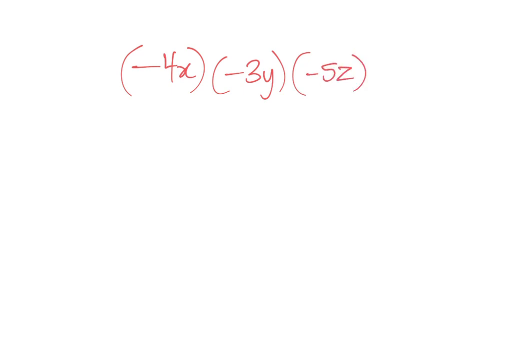So let's look at another example. If we have negative 4x times negative 3y times negative 5z. Keep in mind that in this situation, you have x, you have y, you have z.